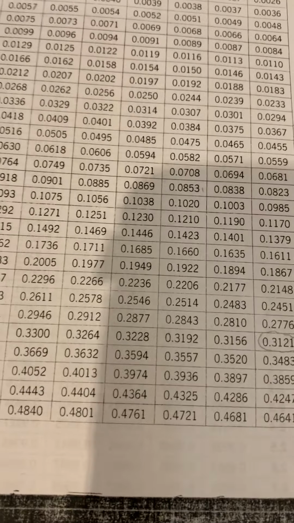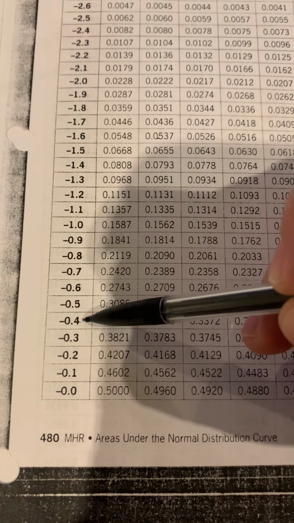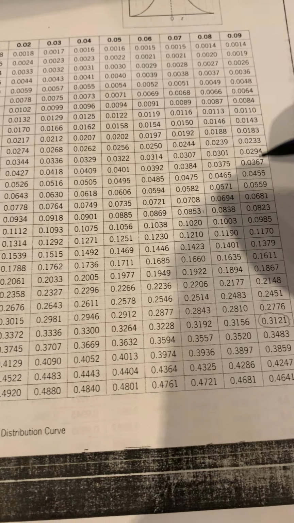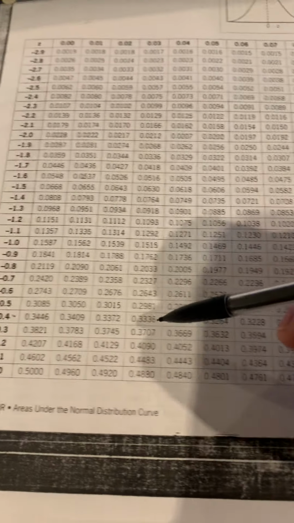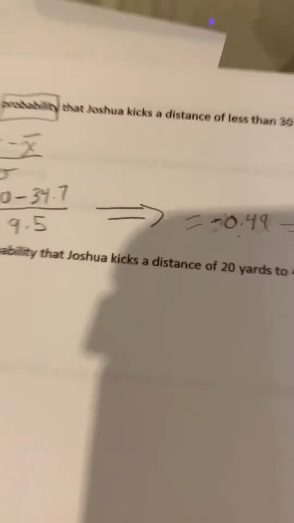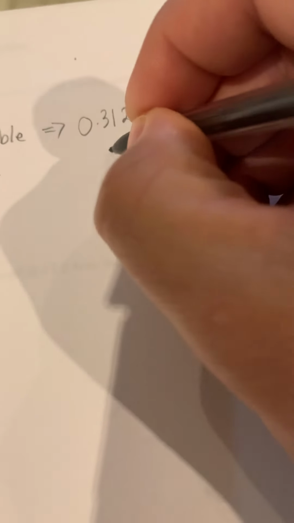0.3121. Okay, so again, negative 0.4, and now we have to go all the way over to where 9 is. So 9 is over here, so you go across, so negative 0.49, which is 0.3121. So we go to the table, and we get 0.3121, or 31.21%.